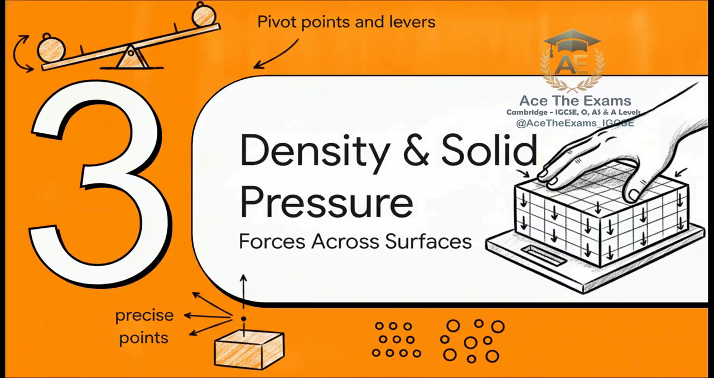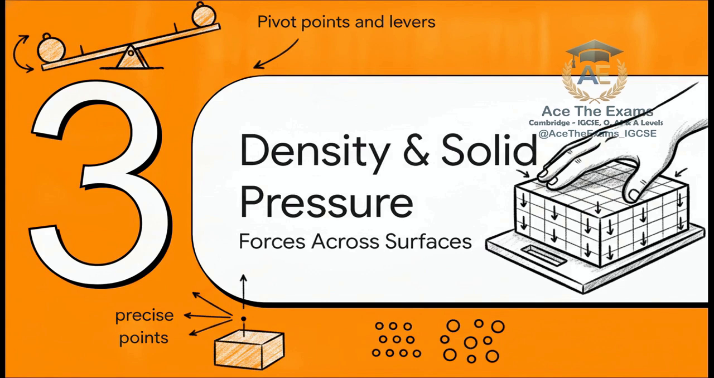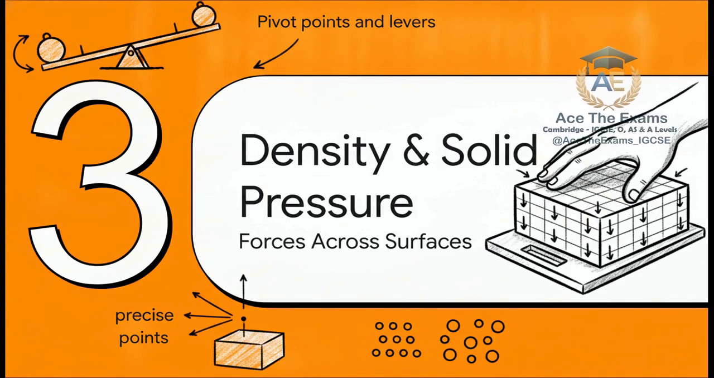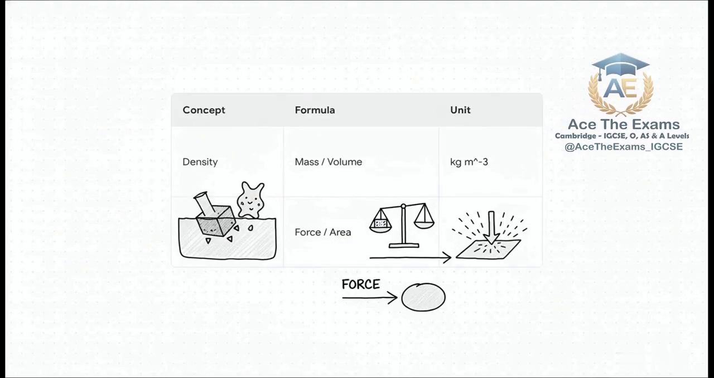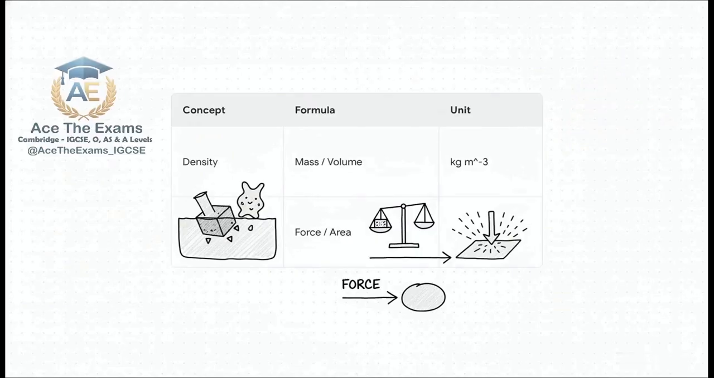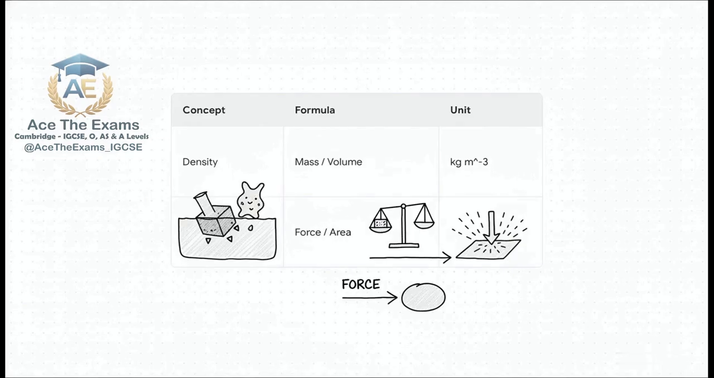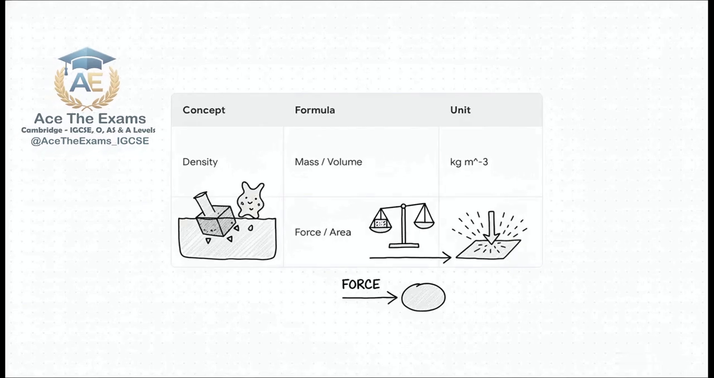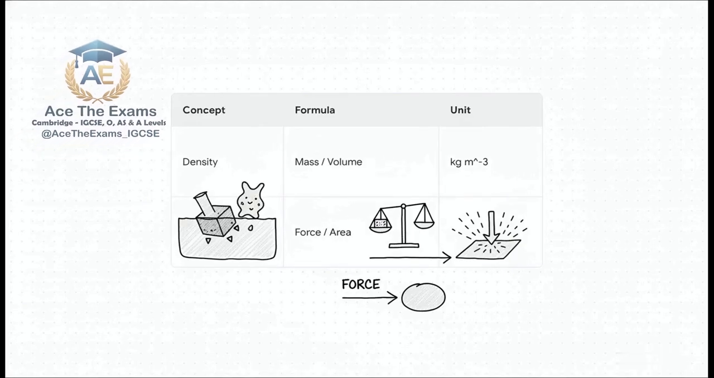Section 3, density and solid pressure. Okay, we've mastered levers and pivot points. Let's zoom out a bit and see how forces act across entire surface areas. Right, so here are the core formulas for how matter interacts with surfaces. Density is pretty intuitive. It's just an object's mass divided by its volume, measured in kilograms per cubic meter. But I want you to really focus on pressure.